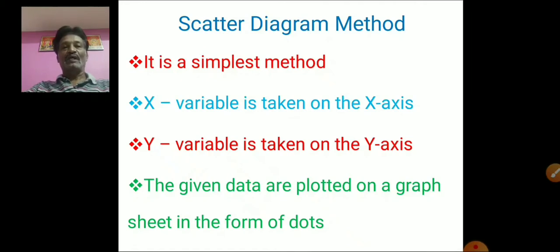Students, you understand? So here we have to plot the points in the form of dots on the graph sheet. For that we take the x variables on the x-axis and the y variables on the y-axis. Now we plot the points and connect them. According to the shape of the curve or line we get, we explain how far the given variables are related with each other.